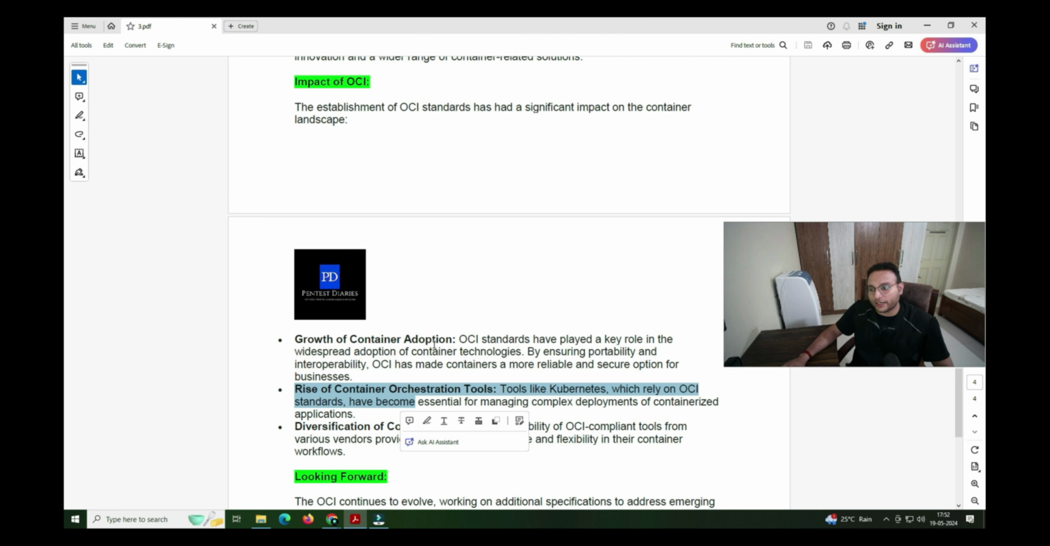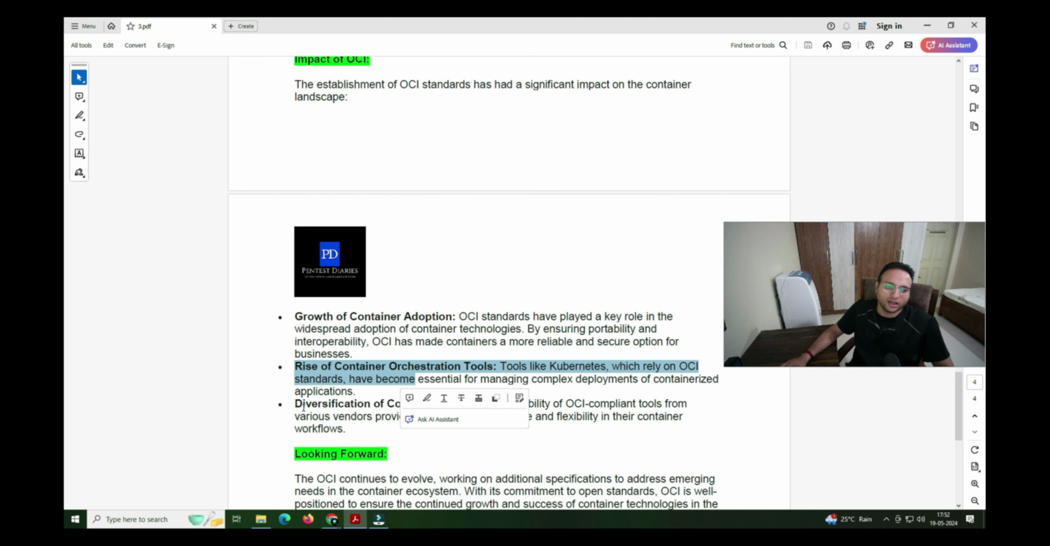Growth of the container adoption. OCI standards have played a key role in the widespread adoption of container technologies by ensuring portability and interoperability. OCI has made containers a more reliable and secure option for the business. So that's coming under the category of adoption. Once it got introduced in the market, the growth in the container and the security is coming under that category, and the secure option will be preferred.